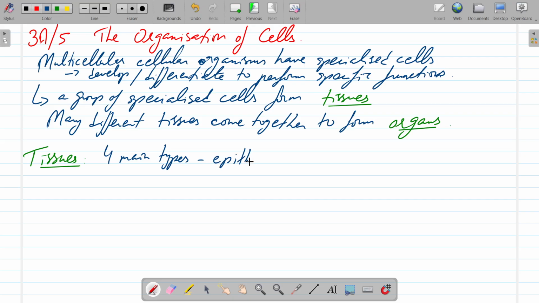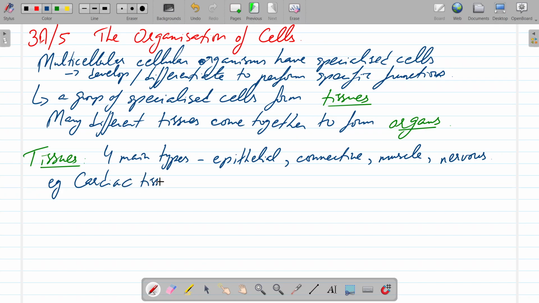Those are epithelial tissues, connective, muscle, and nerves. Now these are the main types. There are other types of tissues, but those are subtypes. For example, you've got cardiac tissue, and cardiac tissue can probably fit in here. It's a special type of muscle. So you've got lots of subcategories, but these are the 4 main ones.